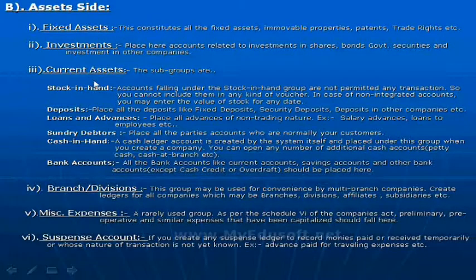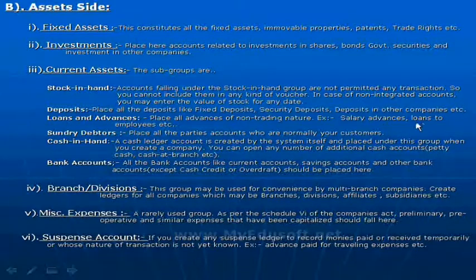Next one is current assets. Here we have subgroups. First subgroup is stock in hand. Here we have to show how much stock we have and its other information. Next one is deposits, like fixed deposits, security deposits, deposits in other companies, etc. are placed in this group. Next one is loans and advances. Place all advances of non-trading nature like salary advances, loans to employees, etc.